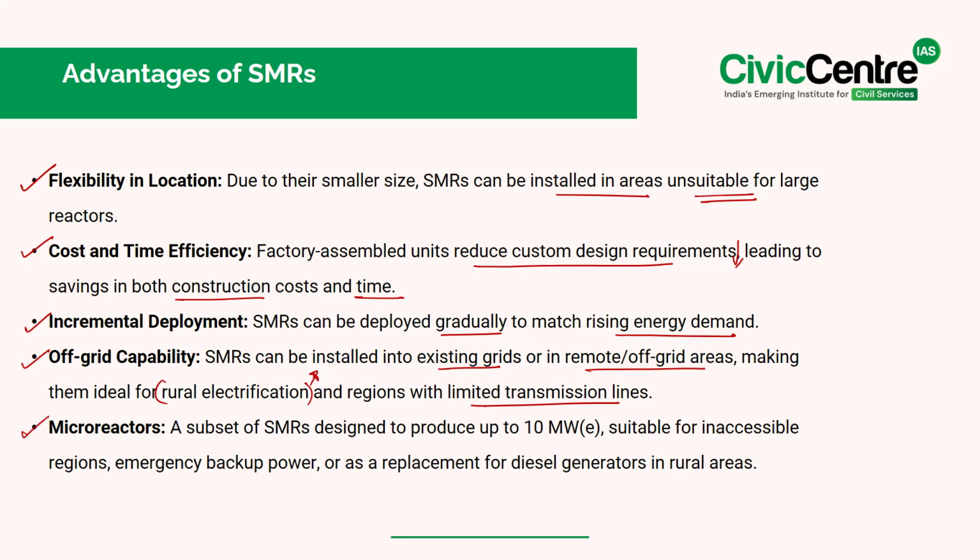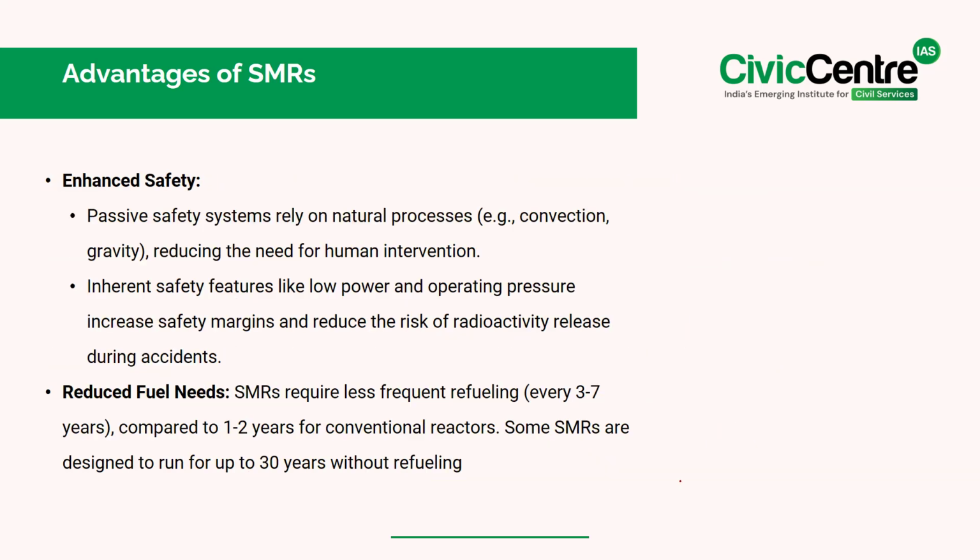Next, you can see that a subset of SMRs are designed to produce up to 10 megawatt electric, which would be suitable for inaccessible regions, emergency backup power, or as a replacement for the diesel generators in rural areas. Then, passive safety systems rely on natural processes, which reduces the need for human intervention. Additionally, the inherent safety features like the low power and also the operating pressure increase safety margins and thereby reduce the risk of radioactivity released during the accidents.